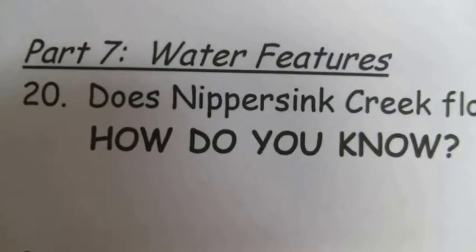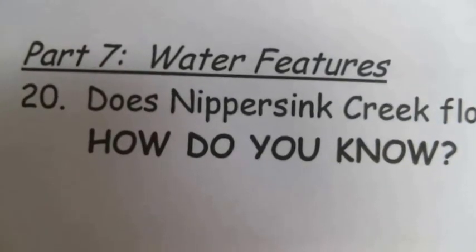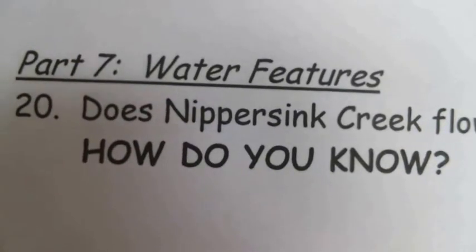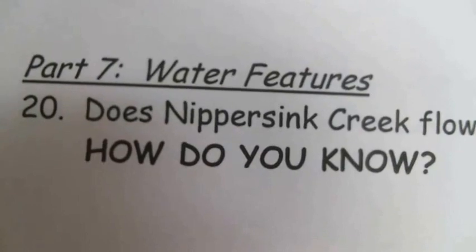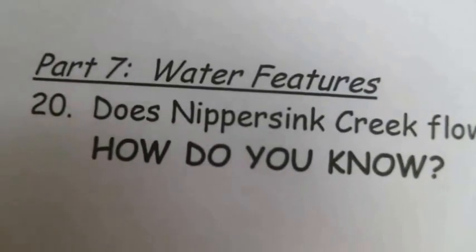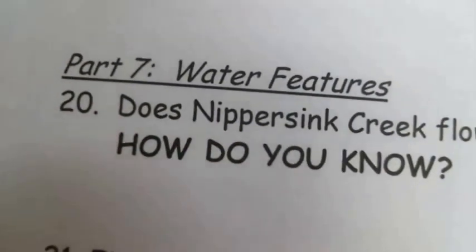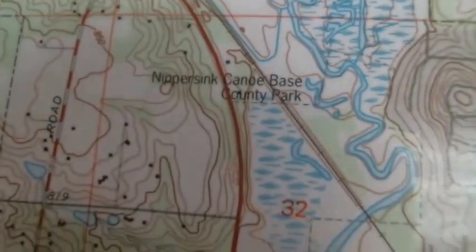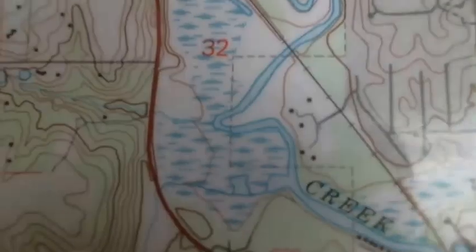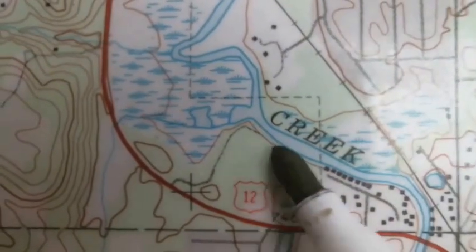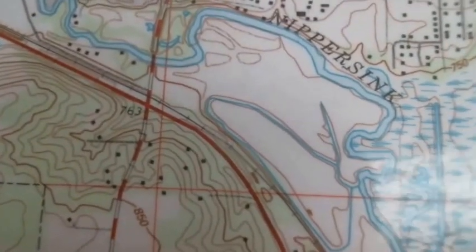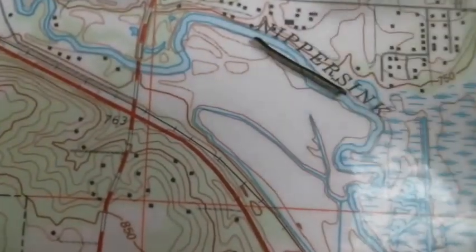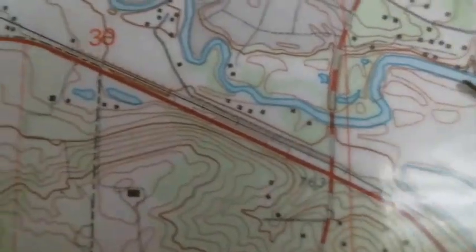Okay, this is day 45 and the third page of the Fox Lake topographic map. Question number 20, does Nippersink Creek flow towards Fox Lake or towards Spring Grove? So we go over here and we see Nippersink Creek. There's the word creek and there is the word Nippersink right here. So we're looking at this blue line.